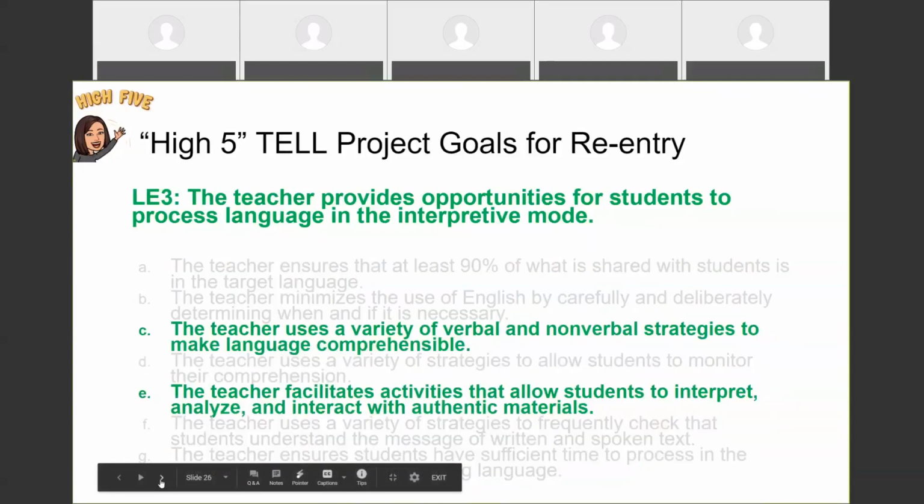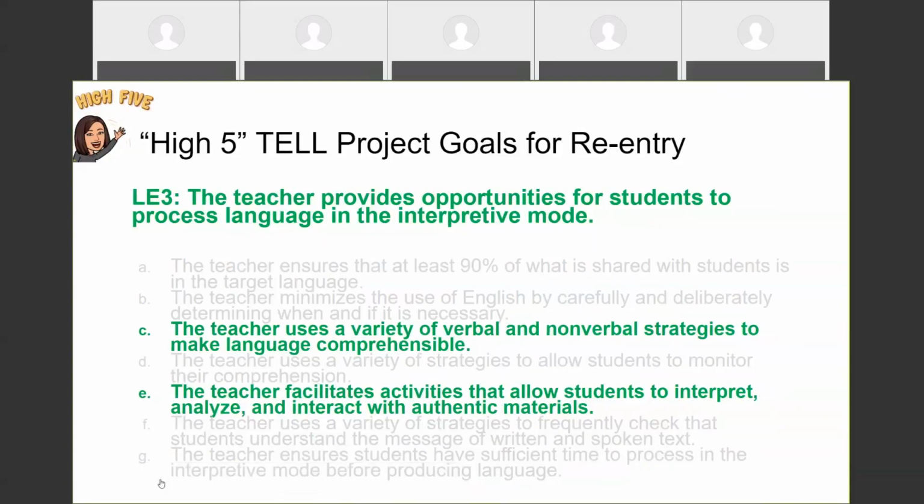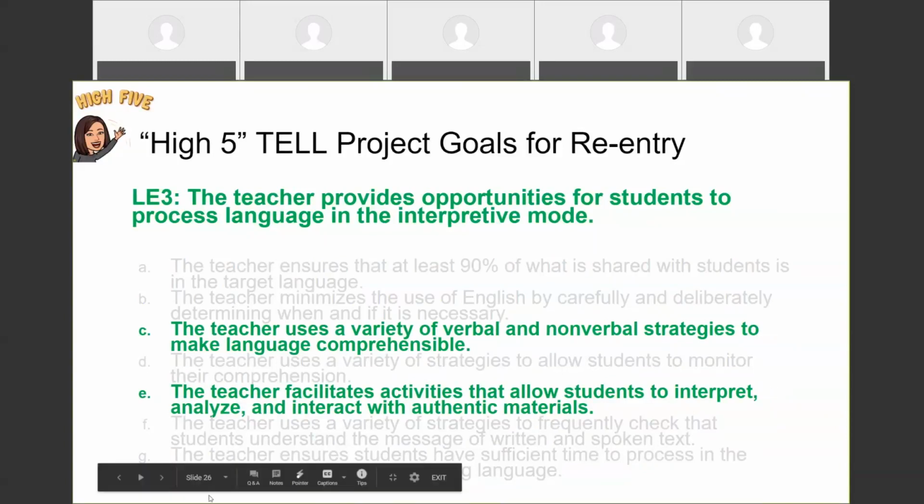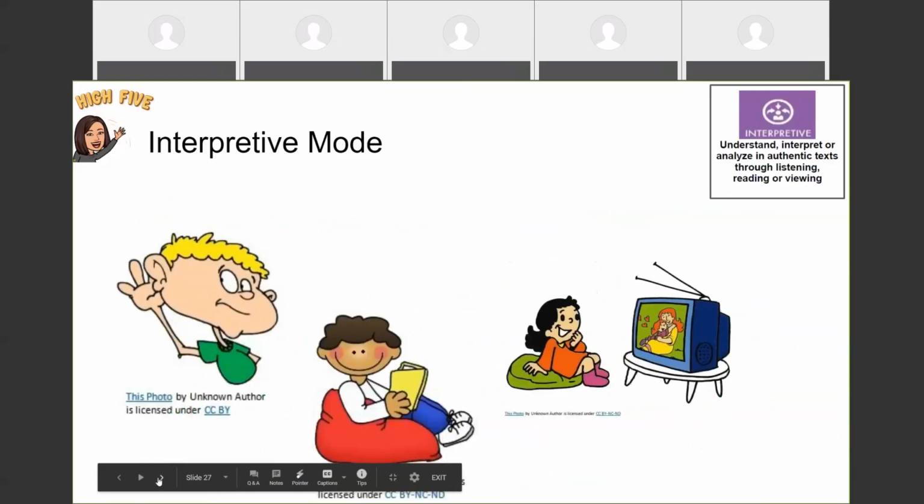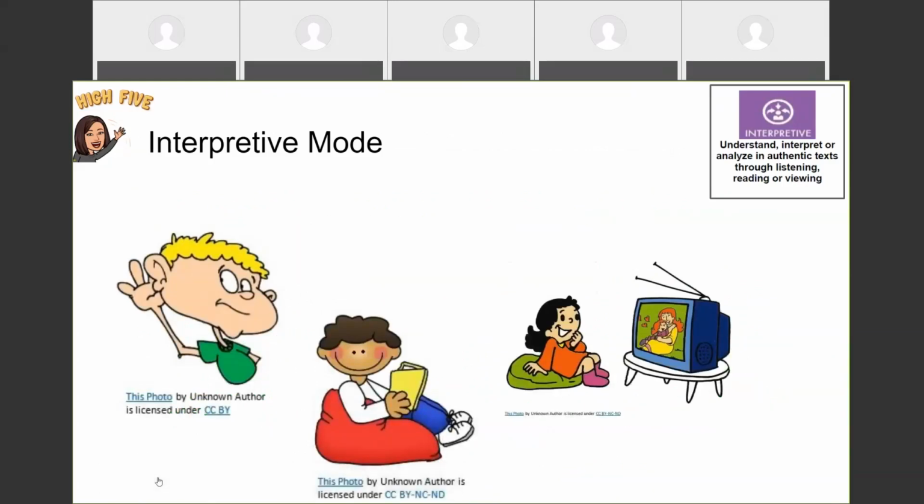Okay, looking closely at LE3, we're going to focus on the domains C and E. The teacher uses a variety of verbal and nonverbal strategies to make language comprehensible, and the teacher facilitates activities that allow students to interpret, analyze, and interact with authentic materials. So the skills in the interpretive mode are represented by listening, reading, and viewing.